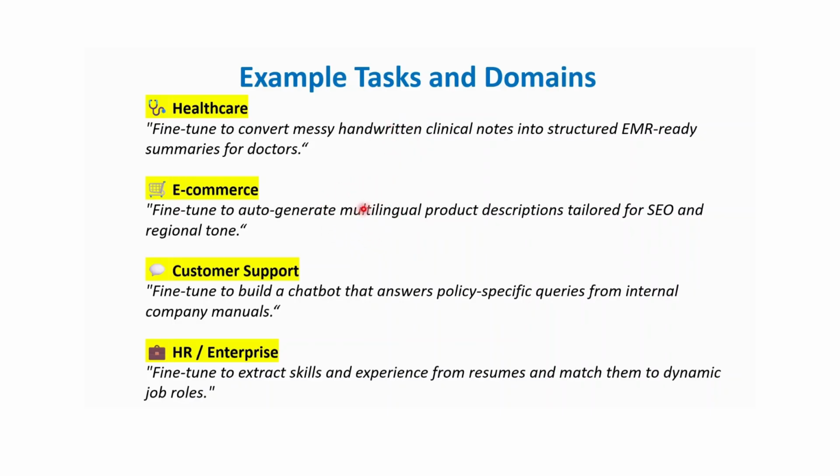When you talk of e-commerce, where we have Amazon, we have products and we can generate multilingual product descriptions based upon the region in which the e-commerce product is sold. This can increase the SEO. Here the task is multilingual product description. Generating product descriptions is the task and the domain here is the e-commerce domain.